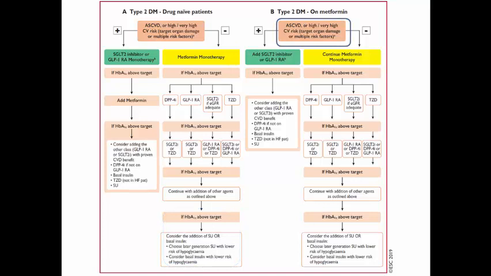If you are dealing with a patient who is already on metformin and he is having high cardiovascular risk or cardiovascular disease, consider SGLT2 inhibitors or GLP-1 agonists, and if hemoglobin A1C is still above target, consider combinations or other agents. If the patient is not having this risk profile, continue metformin, and if hemoglobin A1C is above target, consider the other agents. Still above target, consider combination. Still above target, consider sulphonylurea or basal insulin.